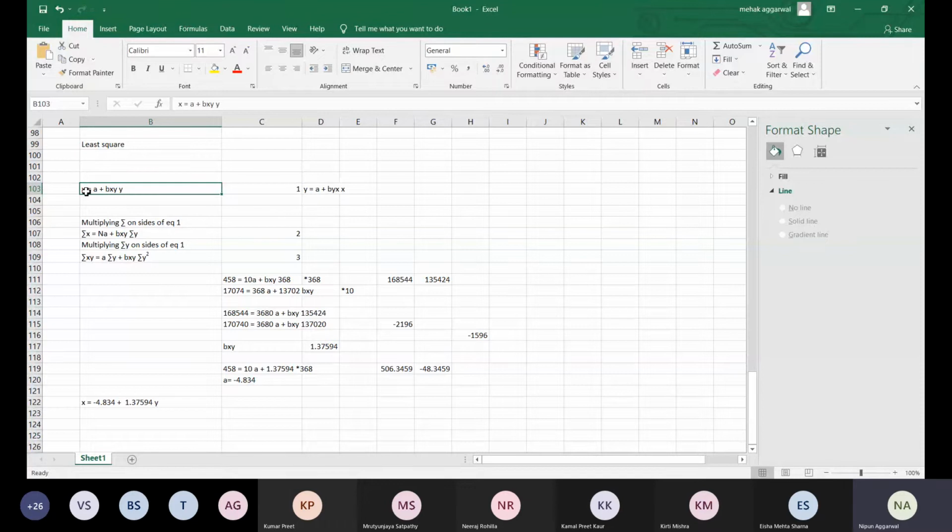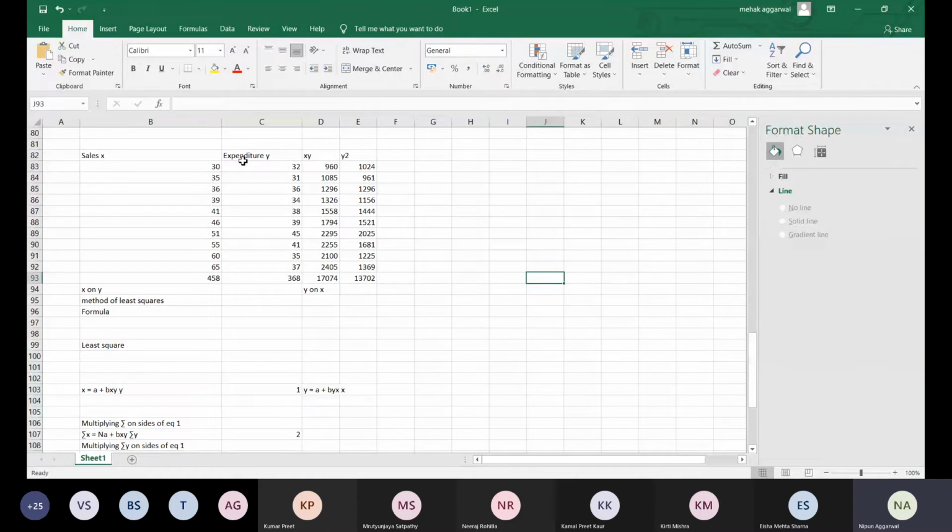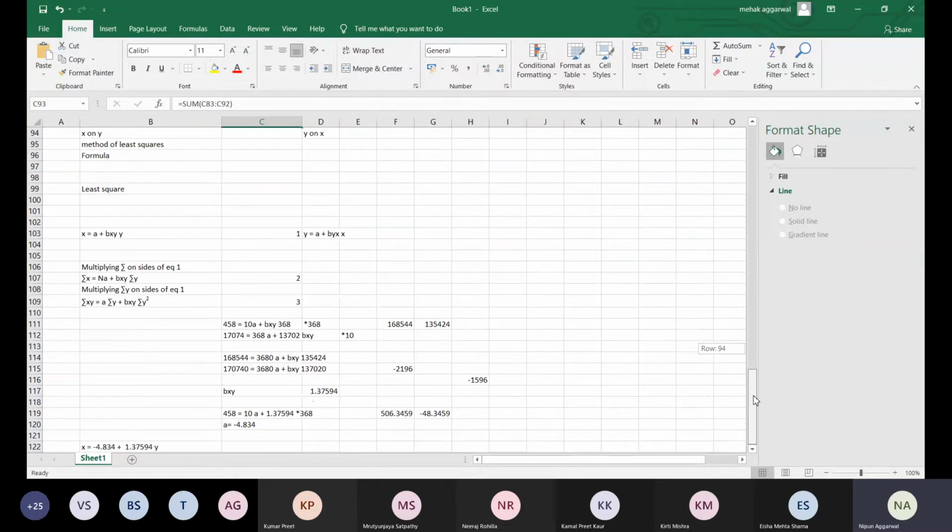Another equation can be formed by multiplying sigma y on both sides. So this becomes summation xy is equal to a summation y plus bxy summation y square. Now we have to calculate from the data the value of sigma x. So we'll add all these sigma x values to get 458. We'll add all sigma y values, get sigma y as 368. So we will put this in the formula: 458 is equal to 10a plus bxy 368.